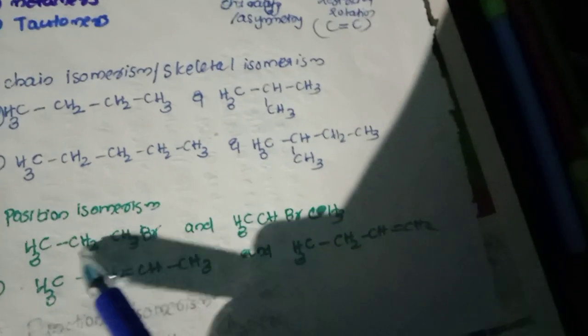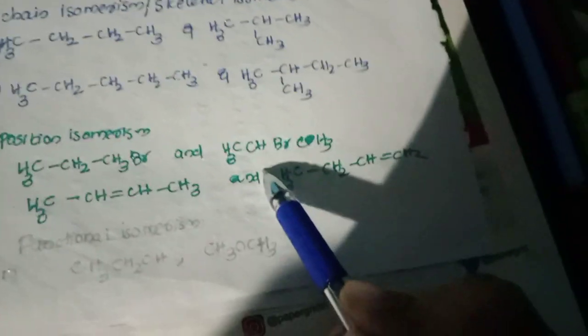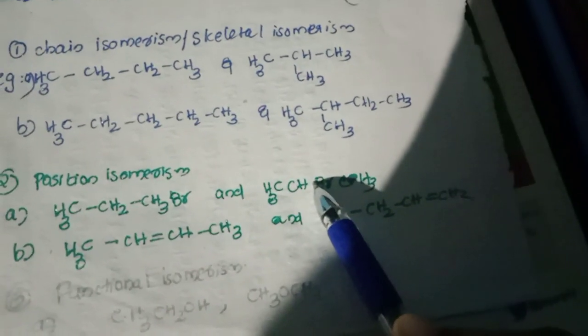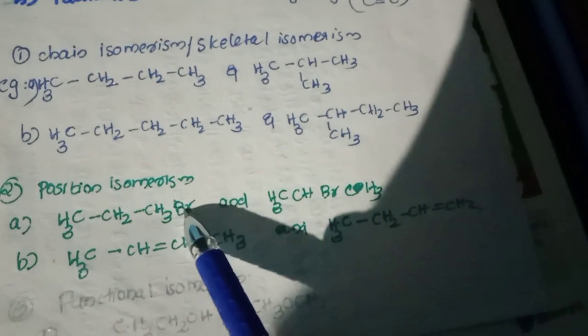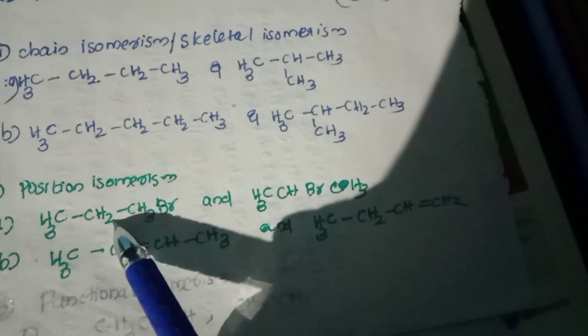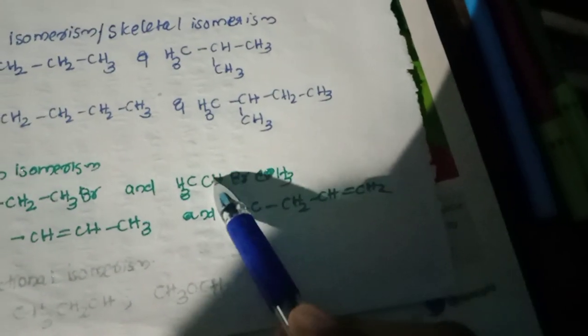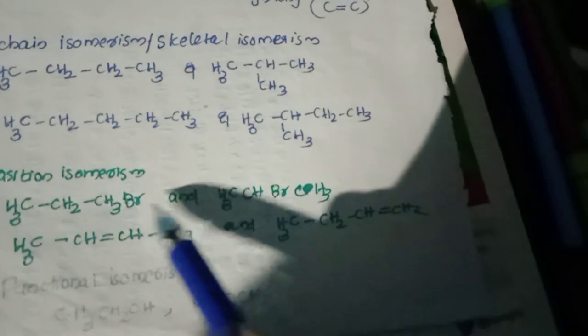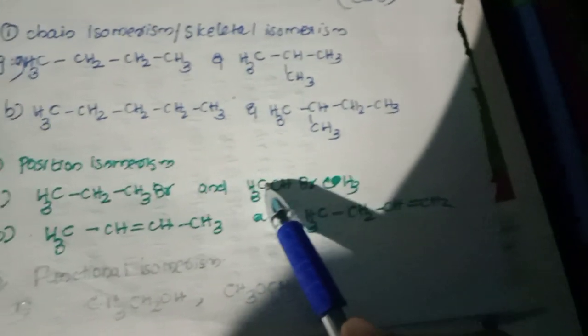Here this is 1-bromopropane and this is 2-bromopropane. Here the bromine is the functional group, which in this one is at position 1, on the first carbon atom. Here it is on the second carbon atom, so 2-bromopropane. Positional isomerism arises due to the difference in position of the functional group.